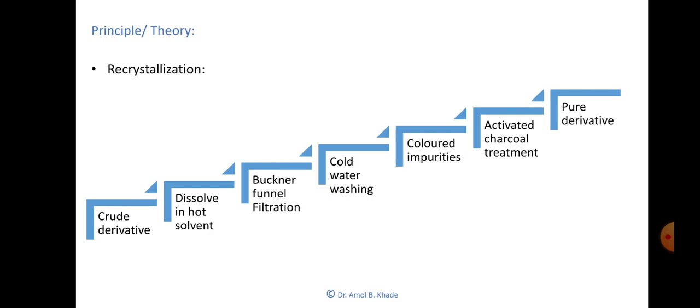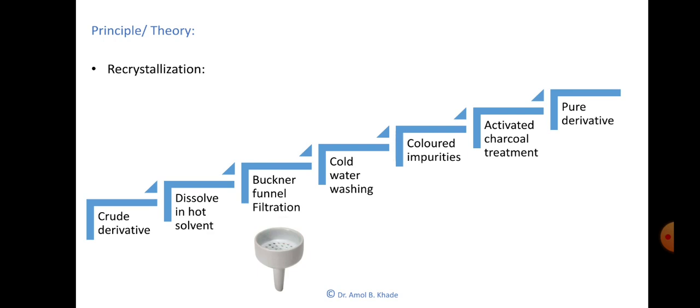Okay, so you can heat that solvent. Why are you going to heat the solvent? Because the solvent should dissolve the crude derivative, and the impurities, if at all they are present in the crude derivative, will remain insoluble. So you have to dissolve your crude derivative in hot solvent, and then while it is hot, filter it through the Buchner funnel. So this is a Buchner funnel. You can put a suitable filter paper, and while it is hot you can filter it. You can filter it even without suction.